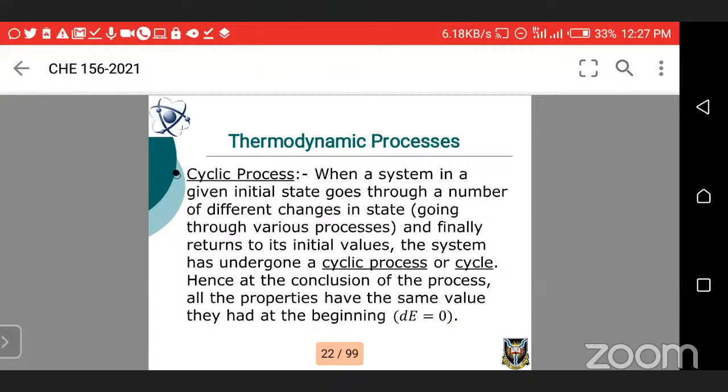And at the end of the day, we can say that all the properties of the system are still the same. So it means at the conclusion of the process, all the properties have the same value they had at the beginning. The delta E equals 0.